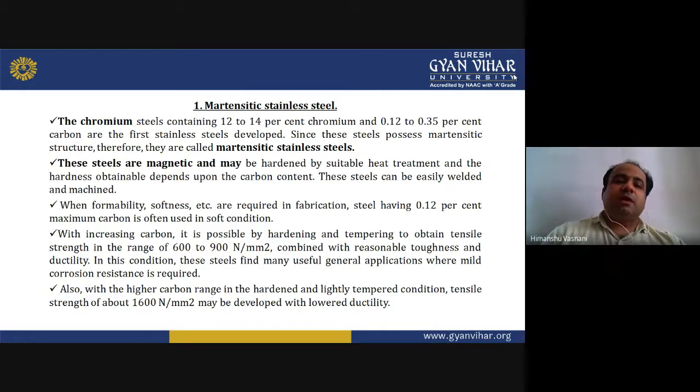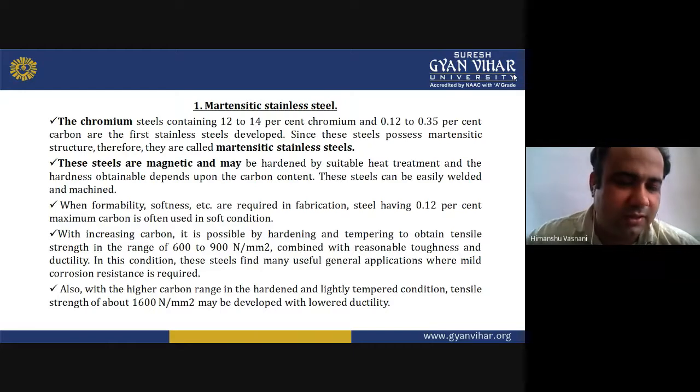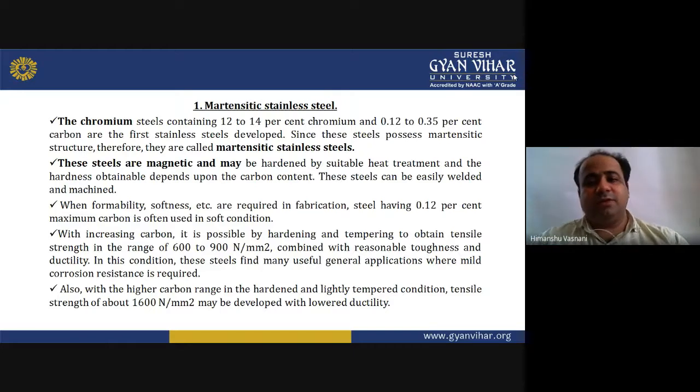Now with increasing carbon, it is possible by hardening and tempering to obtain tensile strength in the range of 600 to 900 newton per mm square, combined with reasonable toughness and ductility. In this condition, these steels find many useful general applications where mild corrosion resistance is required.